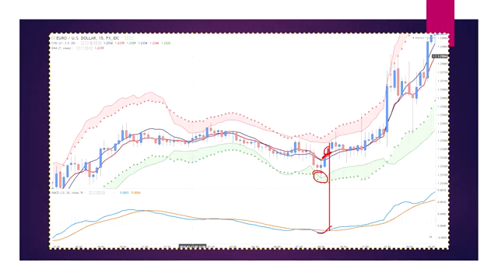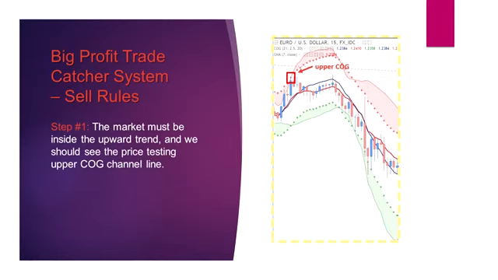At the opening of this candle, we enter a trade while using the low. This is our stop loss, and 1.5 times the distance from the entry to the stop loss would be our take profit. So something like this. Just simple. Now, let's cover the sell rules. It's the same thing, just the inverse process.